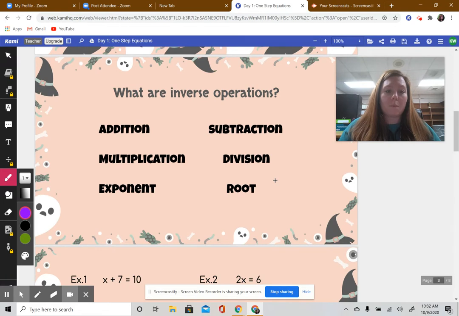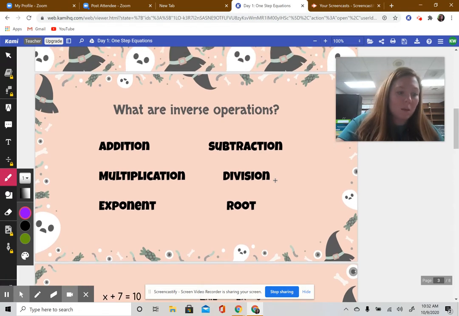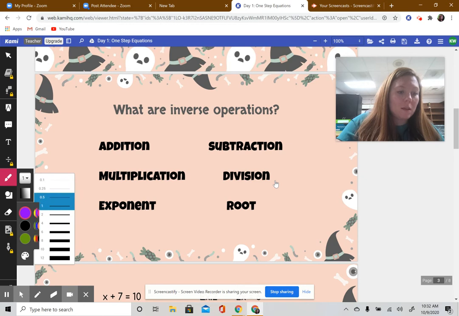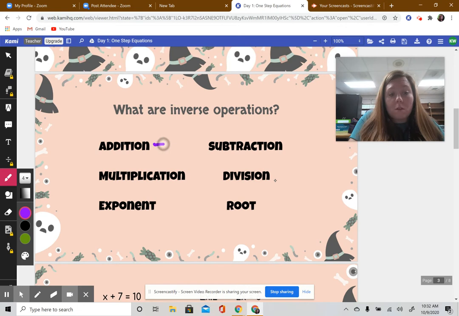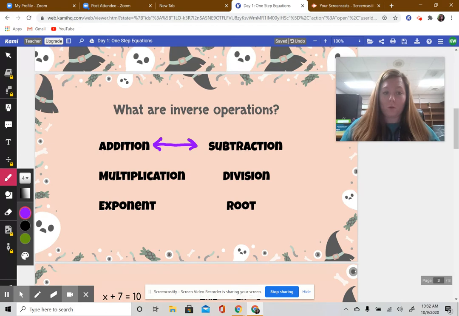So what are inverse operations? Let's say I'm adding something. The opposite of adding something is to take it away. So addition and subtraction are inverse operations. When I want to undo addition, I have to do subtraction. When I want to undo subtraction, I have to do addition. They go hand in hand. The inverse of multiplication is division. So again, if I want to get rid of multiplication, I have to do division. If I want to get rid of division, I have to do multiplication.